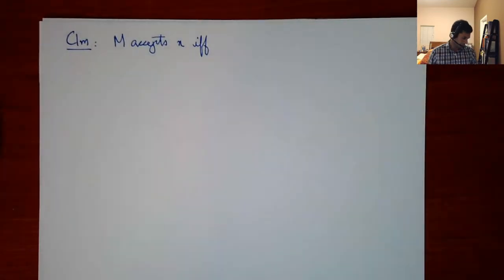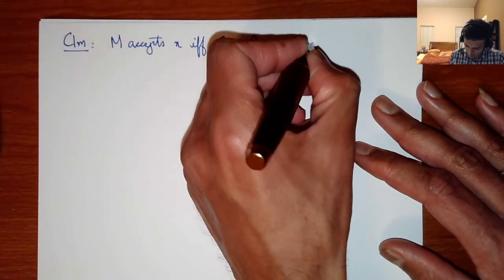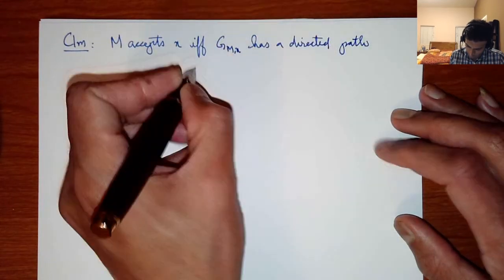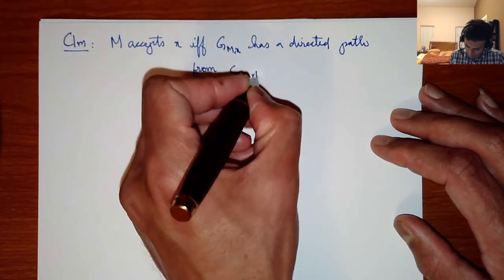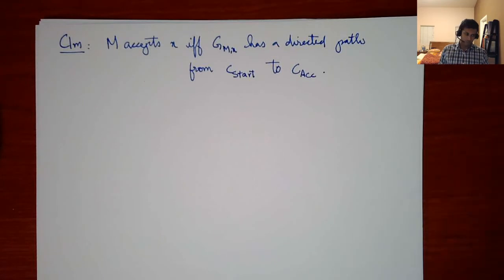So let me write out a claim here. M accepts x if and only if G_{M,x} has a directed path from C_start to C_accept. So is this claim clear? Do you see why it's true? Questions? Okay.